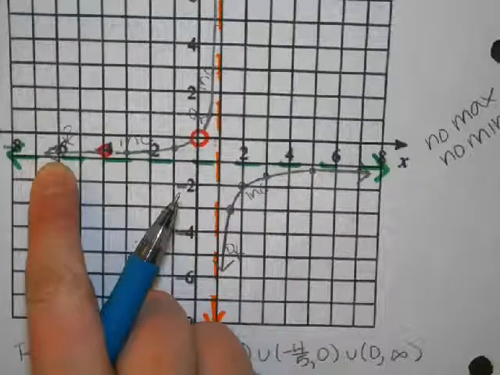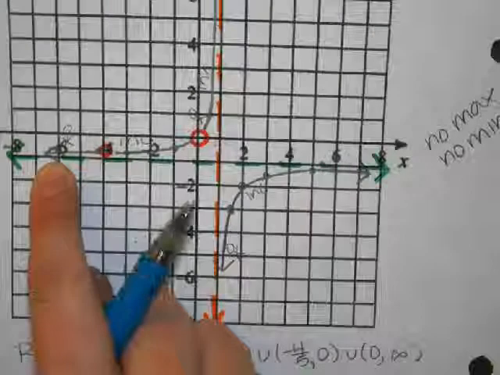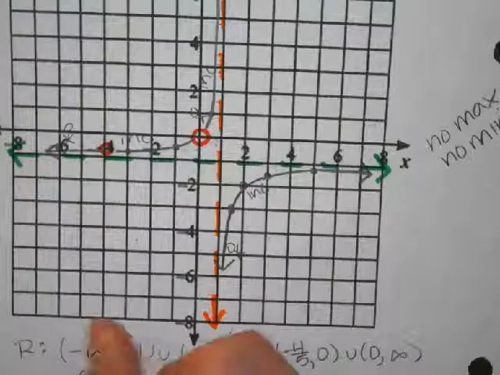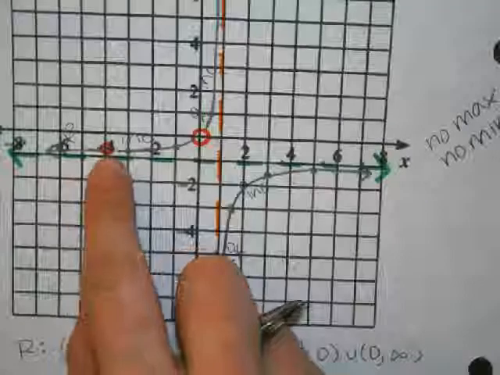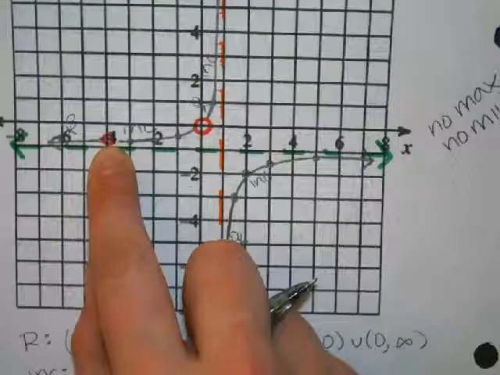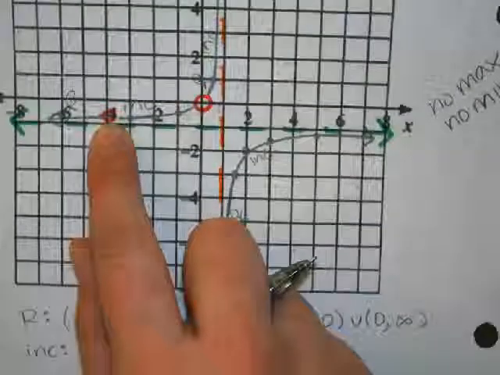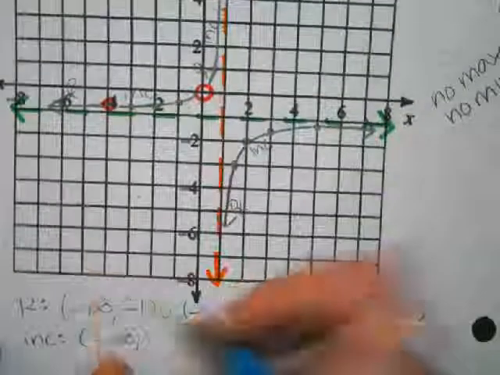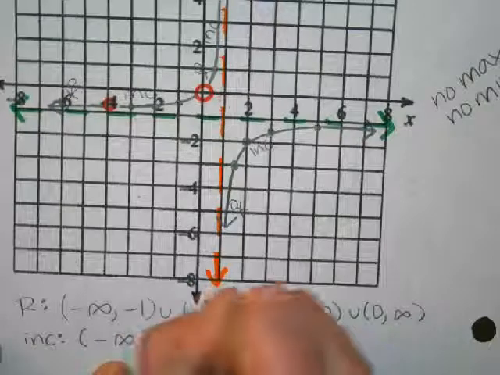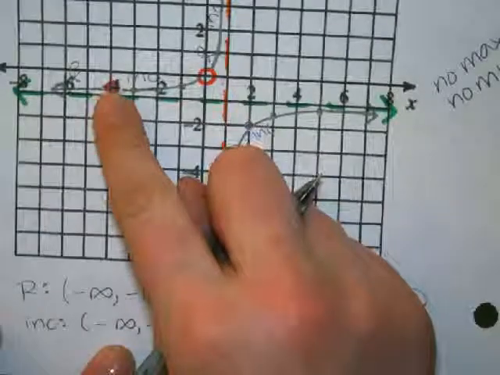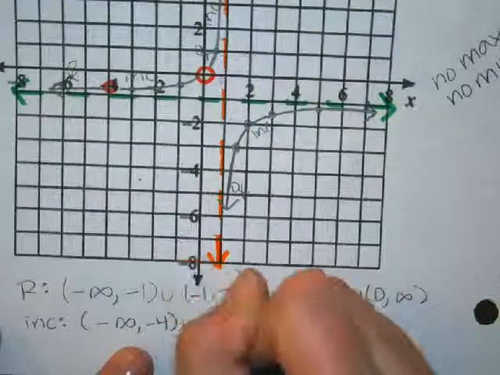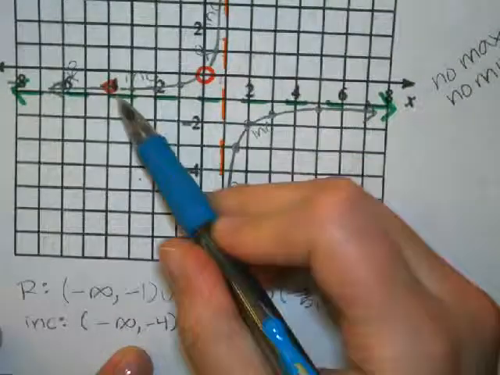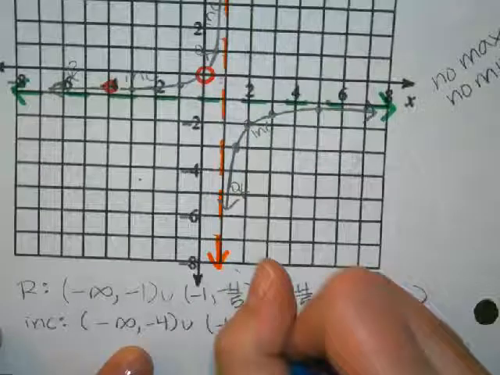For increasing, I'm going to write: left arrow is what x value? Negative infinity. He's increasing, and he falls off into this hole and dies first. I missed that there were two of them. So what's the x value right there? Negative 4. Then a new stick figure pops out and increases till that hole and dies. So that's negative 4 to 0.